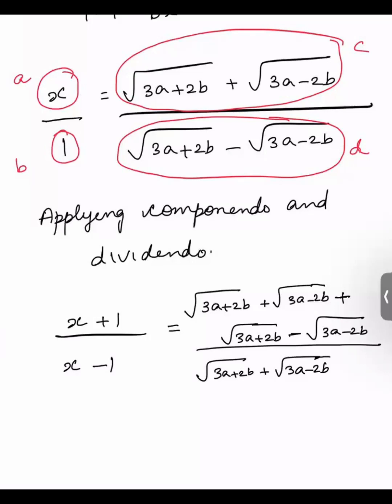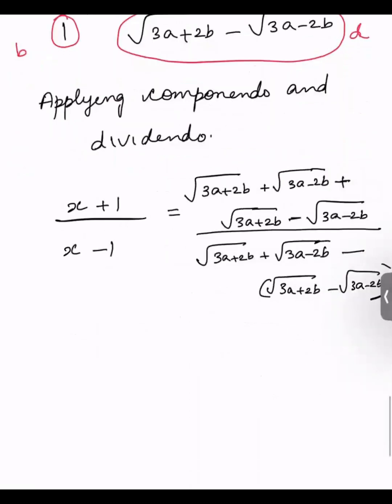Now here C minus D. That's what I need to do. Minus of D. What is my D? Root 3A plus 2B minus root 3A minus 2B. Right? So this is my D. So let me solve it. X plus 1 divided by X minus 1. Good. Now root 3A plus 2B, root 3A plus 2B.